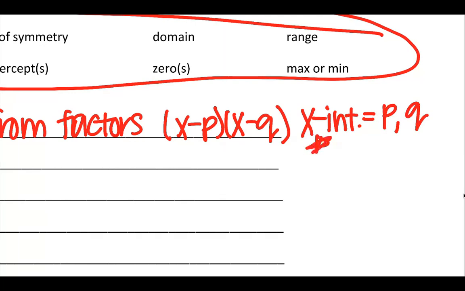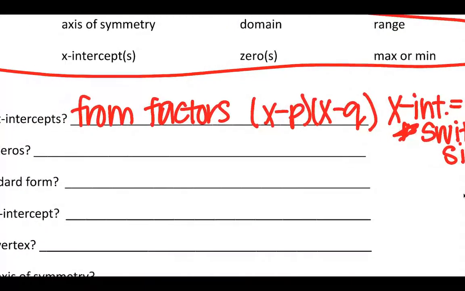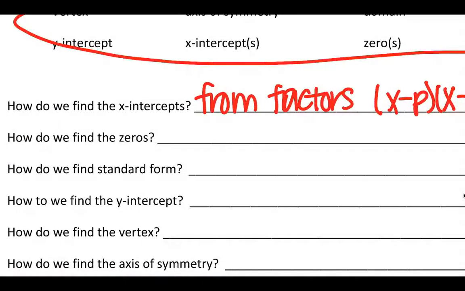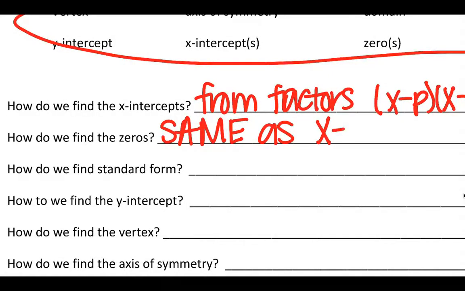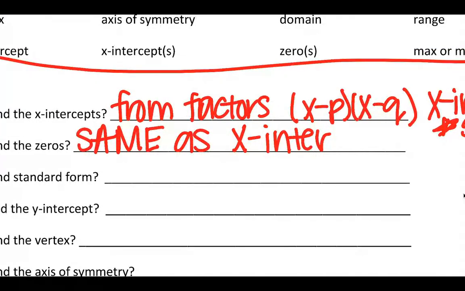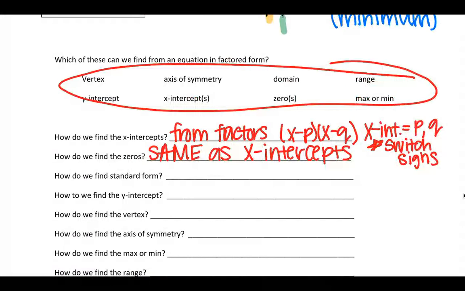One important thing to remember, though, is switch your signs. Like we did with vertex form, you're going to have to switch your signs for both p and q. So if it's negative p, it's really going to be a positive p. If it's positive q, it's really a negative q. So remember to switch those signs when you take it out of there. How do we find zeros? That's the same as x-intercepts. Okay, so remember these two things are exactly the same, x-intercepts and zeros.